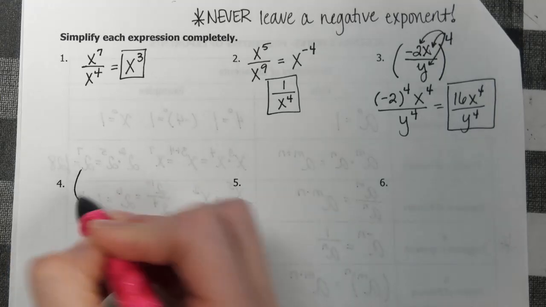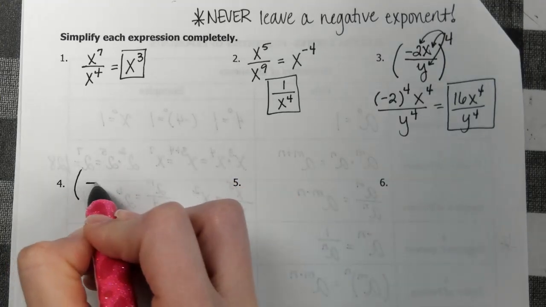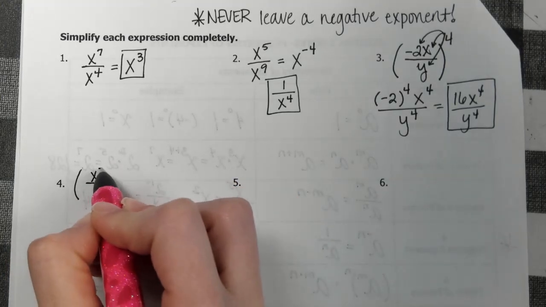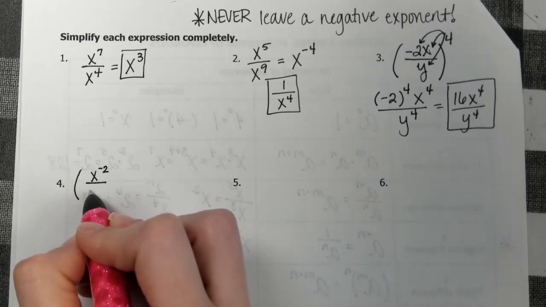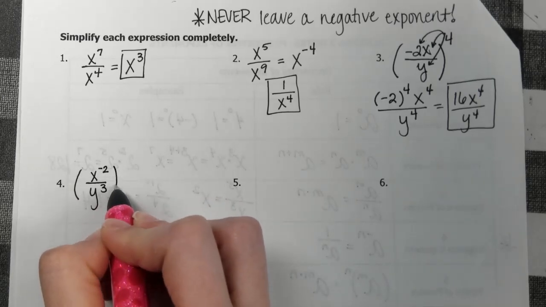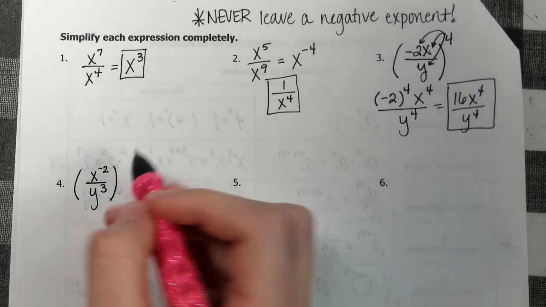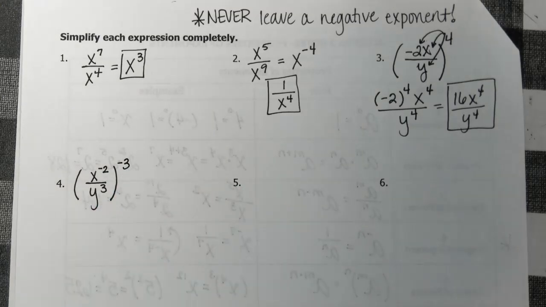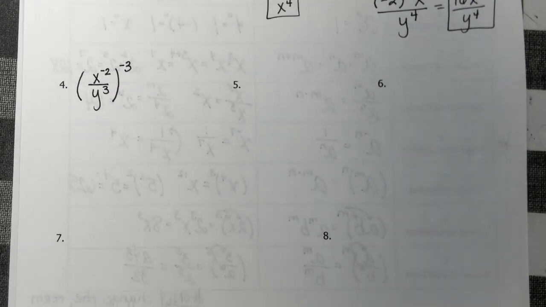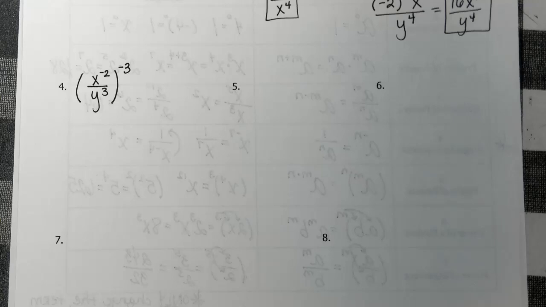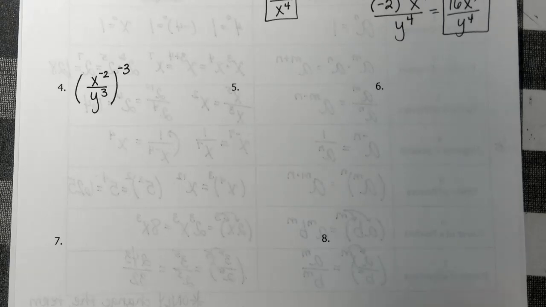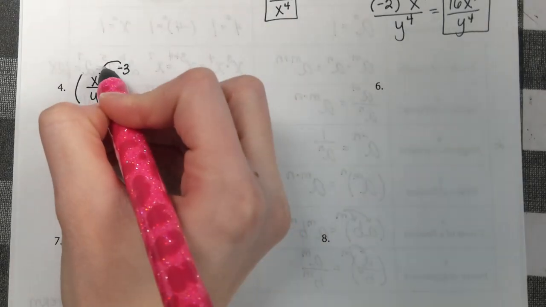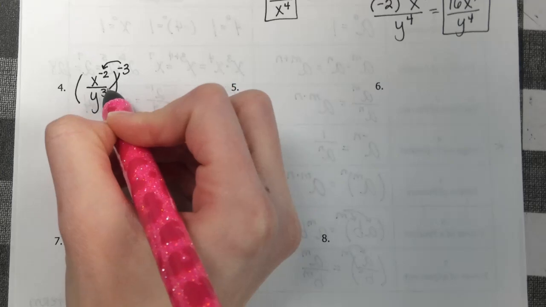Example 4, I've got another fraction. I have x to the negative 2 power over y cubed. And all of that is raised to the negative 3 power. What do I do with that? I distribute that outer exponent before I move things. So I'm going to distribute that negative 3 to the x and the y.